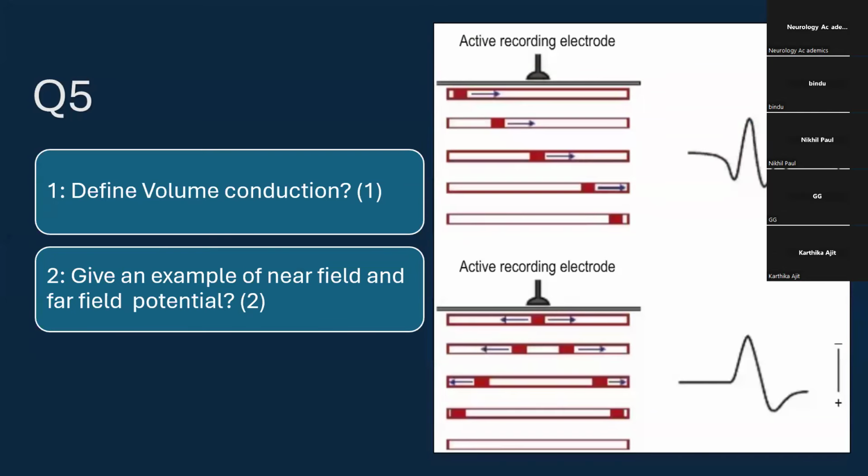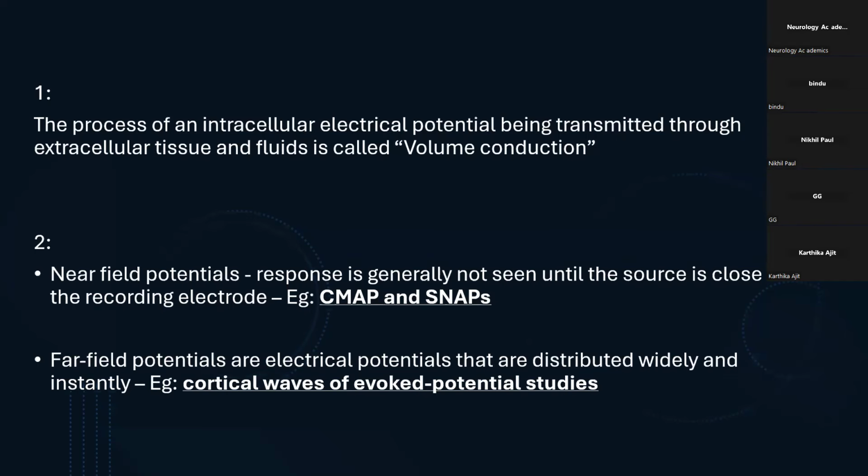Next question was to define volume conduction and give an example of near field and far field potential. The process of an intracellular electric potential being transmitted through the extracellular tissue and fluids is known as volume conduction. Near field means the source must be close to the recording electrode to record it, so that is our routine CMAP and SNAPs in our routine NCS. Whereas far field potential means these potentials are distributed widely. An example is the cortical waves of evoked potential studies.